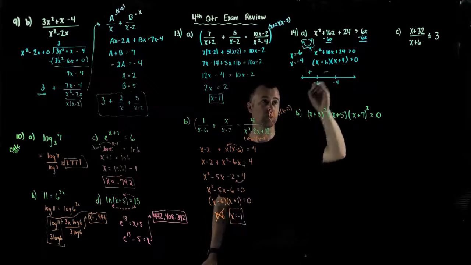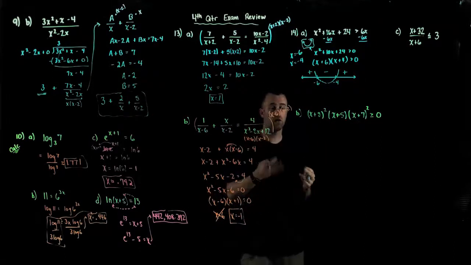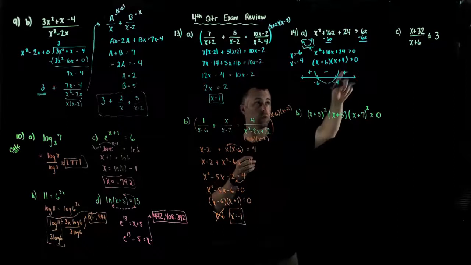So it goes through the 0. So if I was sketching it here, it would look like that. And then it's going to be positive again. So I want to know when this graph is positive because I want to know when it's greater than 0.